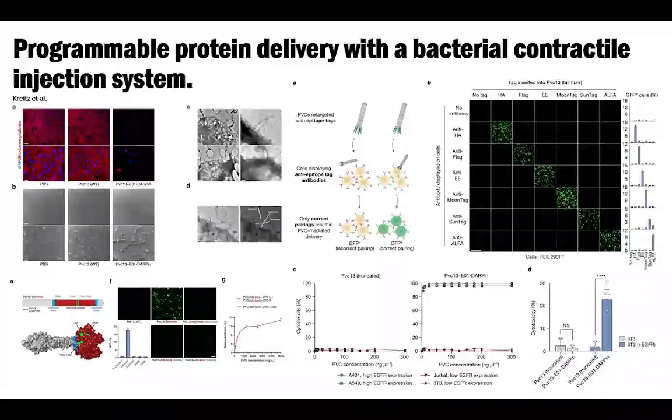So the next thing, they were like, let's see how specific this is. Let's do it in a bunch of different cell types. So we're gonna see if we can get these guys to inject a protein into these guys and see if we can get GFP being produced. And we wanna make sure that these are binding the appropriate tags only.